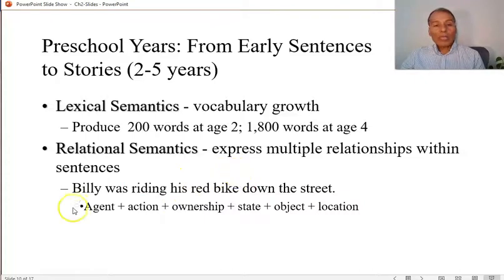So the baby gets these relationships. Agent means the subject of the sentence. Action means the verb. Ownership means someone owning, or someone has something related to them. And then the state means, for example, I am happy. I am. So the state of being, in other words. And also they know the object, like I ate my rice. I ate my breakfast. That's the object. And location, like where, and so on.